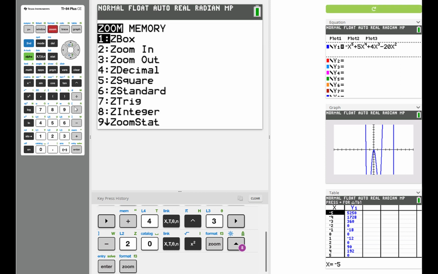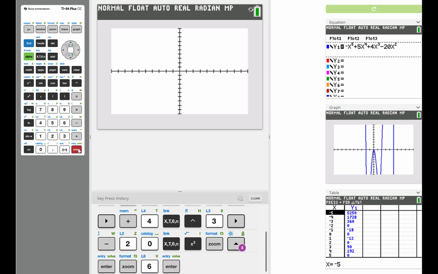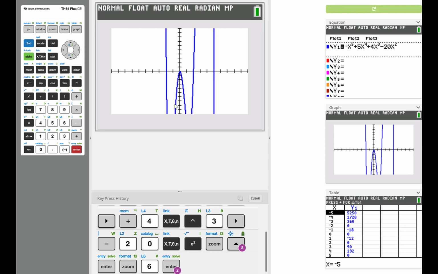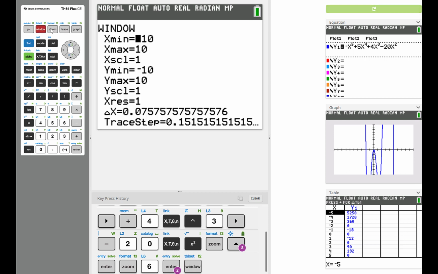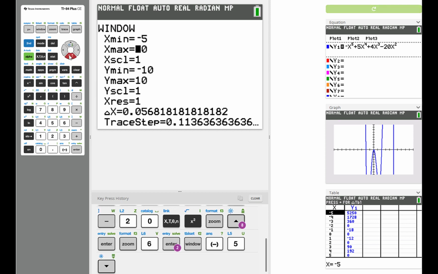My graph does not look like that overall. We need a better picture representing the graph. I'm still missing the turning point right here. Let's adjust the window. This is kind of a trial and error process. I'm going to make the y min equal to -5. Let's make the x max equal to, I don't know, let's say 8. I'm going to keep the x scale at 1.